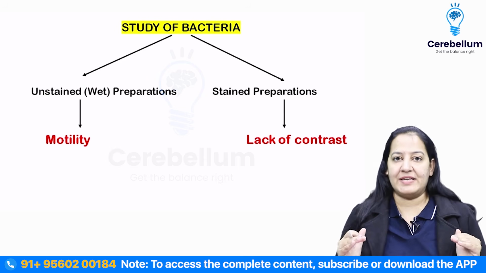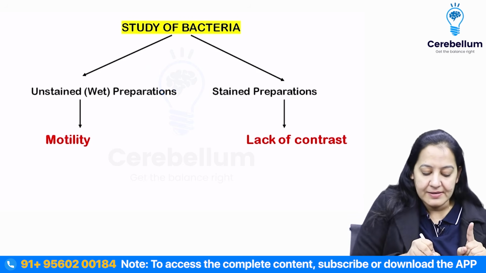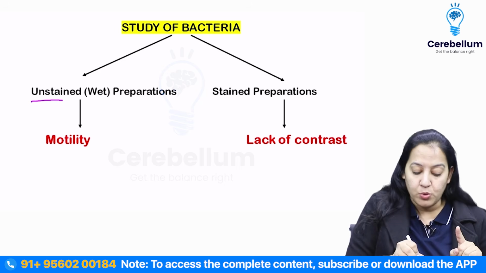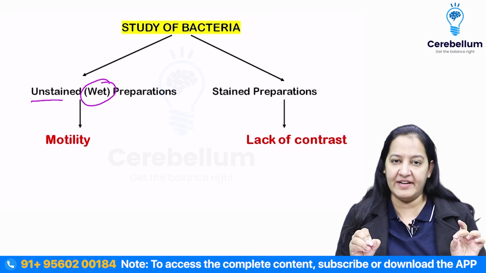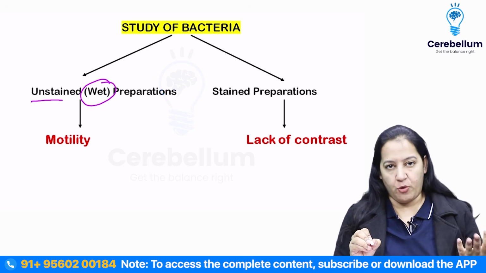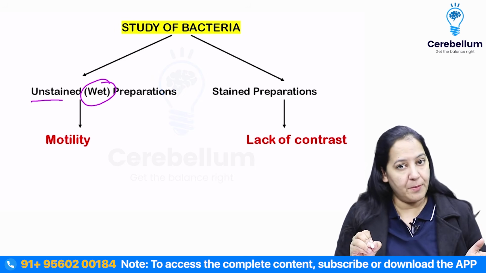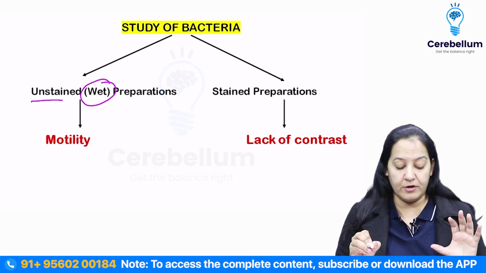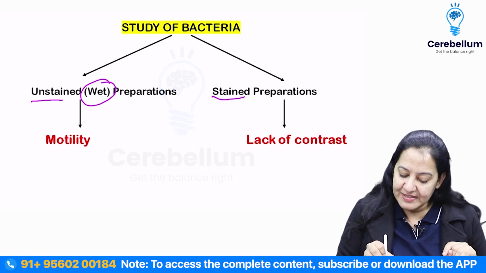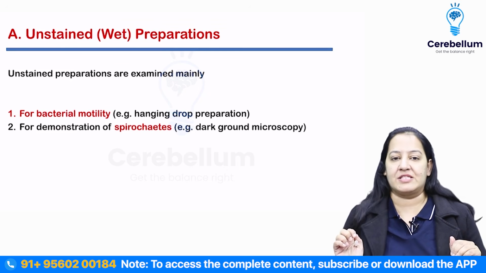So, to study the bacteria, especially bacteria, we have two types of preparations. The unstained preparation, known as wet preparation, because we can use it only when they are wet in the drop. Once they will dry, the bacteria will be dead and it is not visible. So, the unstained preparation has to be observed in wet state. Not in dry state. And the second type is the stain preparation. Now let's start with unstained preparation first.